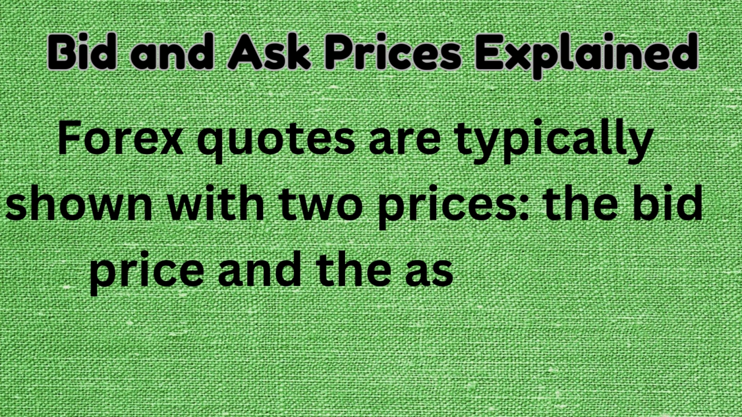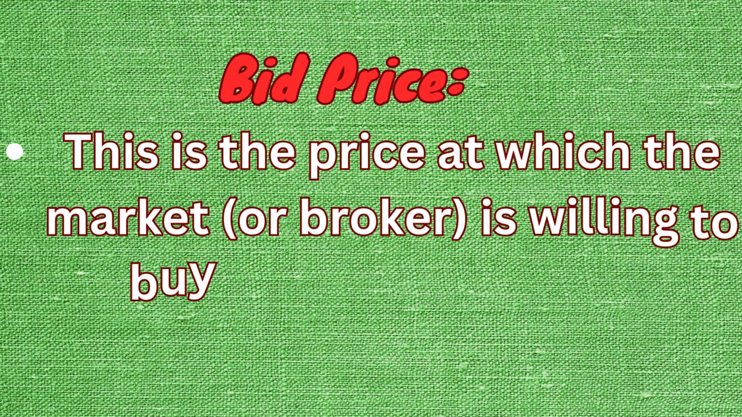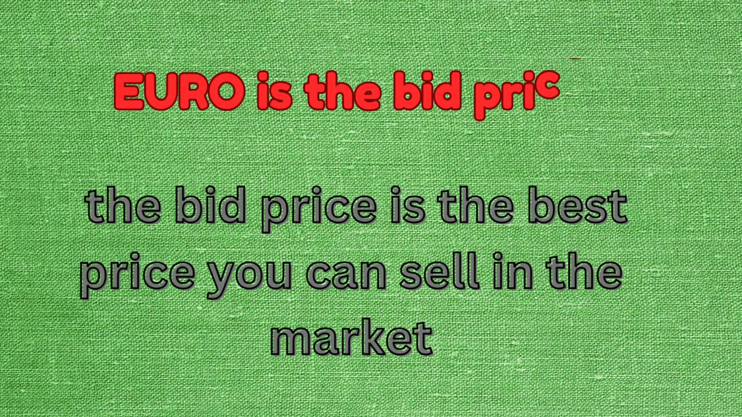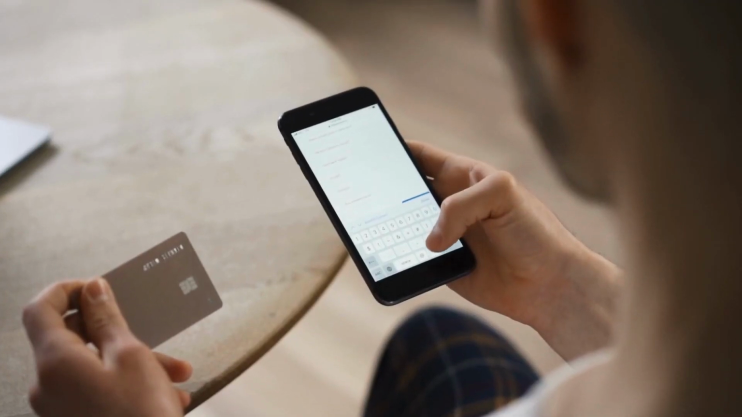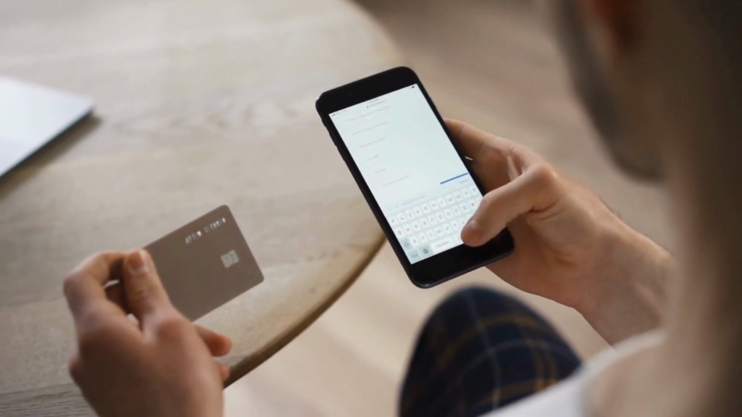The next thing we need to know is about the bid price and the ask price. Forex quotes are always shown in two prices: the bid price and the ask price. The first one we are going to go through is the bid price. The bid price is the price at which the market or the broker is willing to buy the base currency, and I told you the base currency is equal to 1, so in this case it's the euro. In simple words, the bid price is the best price you can sell at in the market. If you want to sell a currency, the broker will buy it from you at the bid price.